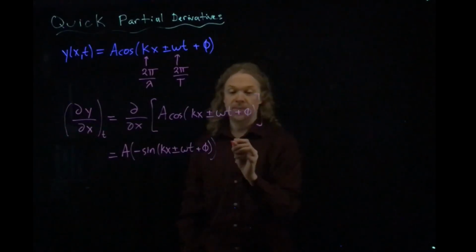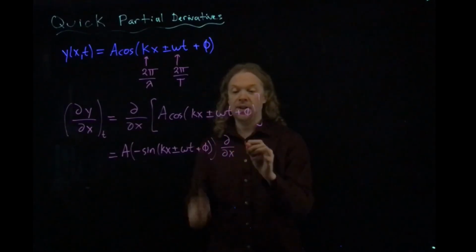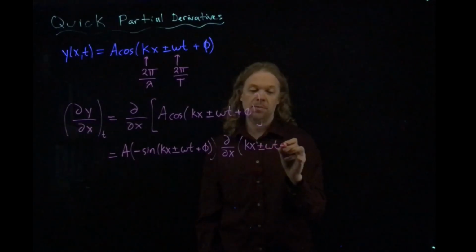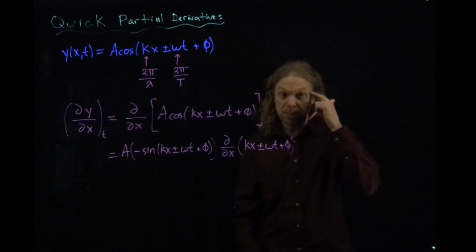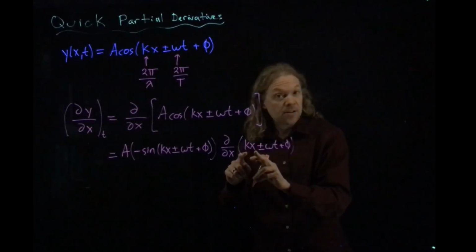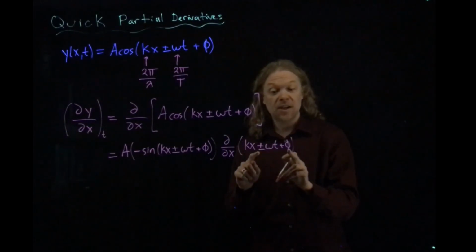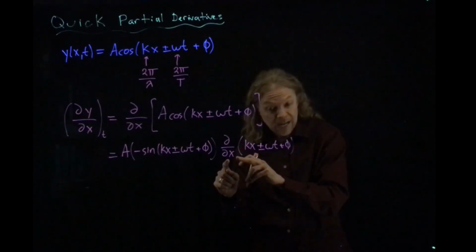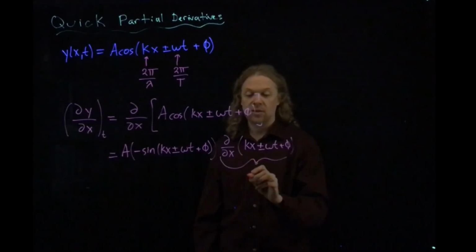So over here, I'll have something, partial with respect to x of the entire inside of the cosine, kx plus or minus omega t plus phi. And now I'm faced with actually taking the derivative of this thing, keeping in mind what partial means, which is everything else is constant. So when I hit here, I just get a k, because x is the variable, so I just get k. Everything else is constant, so I can just ignore t, assume it's a constant. The derivative with respect to x of omega t plus phi is just 0. So this whole thing is just k.